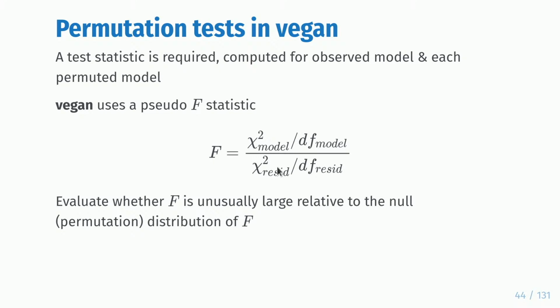You can see that if the number on the bottom is small relative to the number on top, then we have a model that explains a lot of the variance relative to the unexplained variance, so F will be large, right? And our aim under permutation is to look at whether F is unusually large relative to our null distribution.